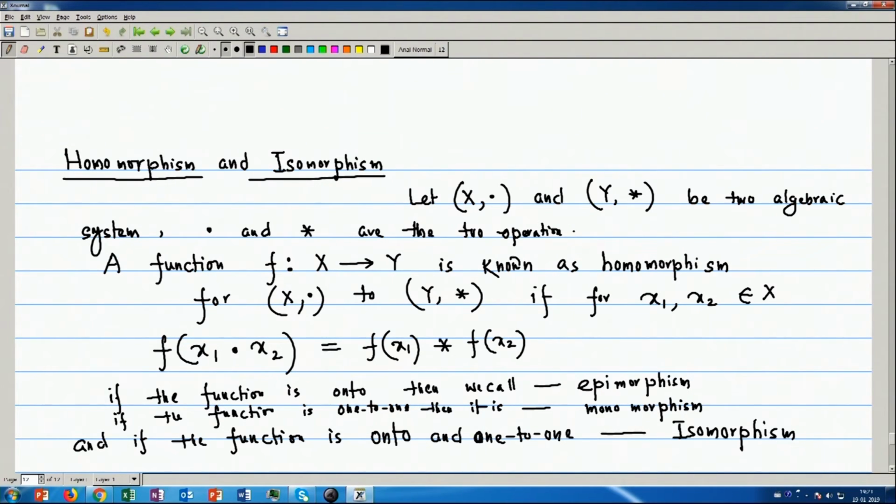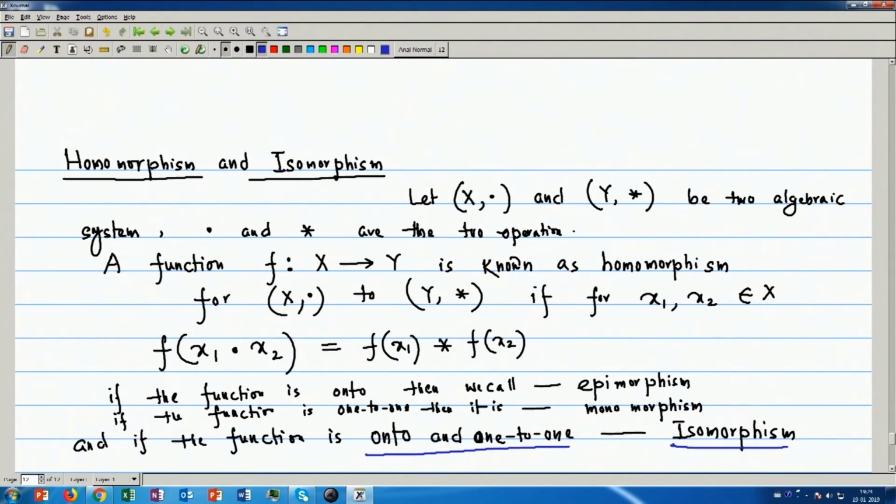So, now it is clear that if it is onto and one to one, that means the two algebraic systems are structurally the same or structurally similar. Then we can tell that they are structurally similar algebraic systems and they are isomorphic to each other.